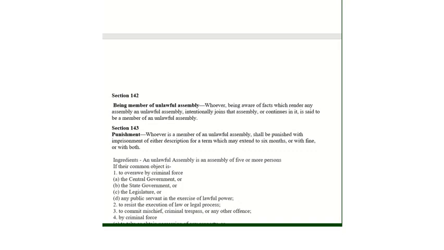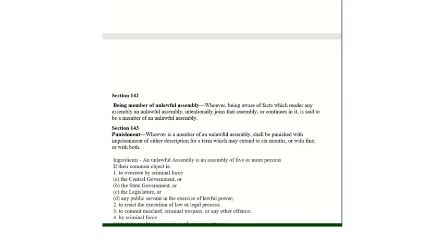Now moving further, we should know what the essentials of unlawful assembly are. To constitute an unlawful assembly, the following three conditions must coexist. The first is that there must be an assembly of 5 persons. The second is that the assembly must have a common object, and the third is that the object must be to commit one of the 5 illegal objects mentioned in section 141.